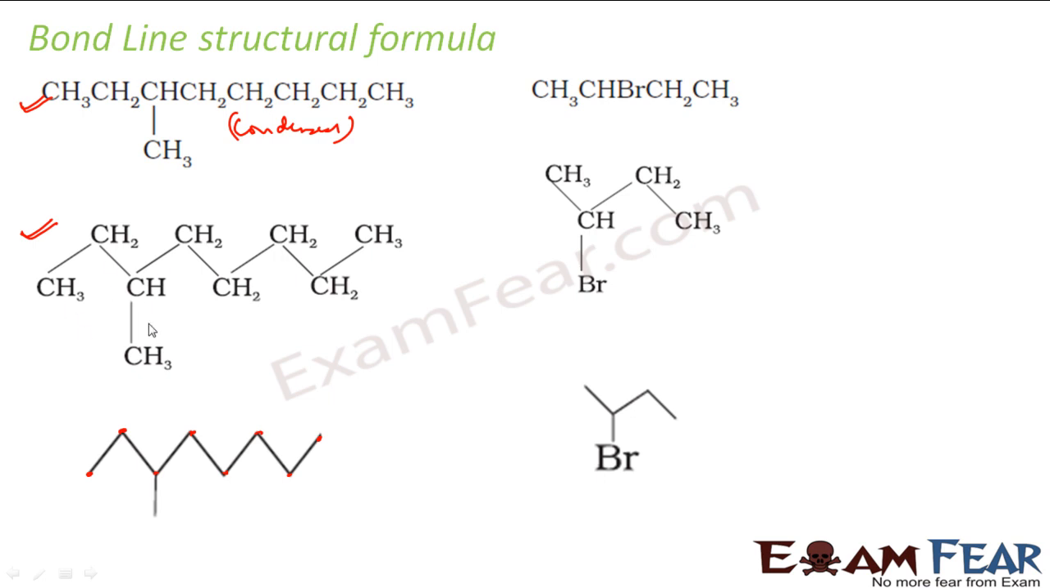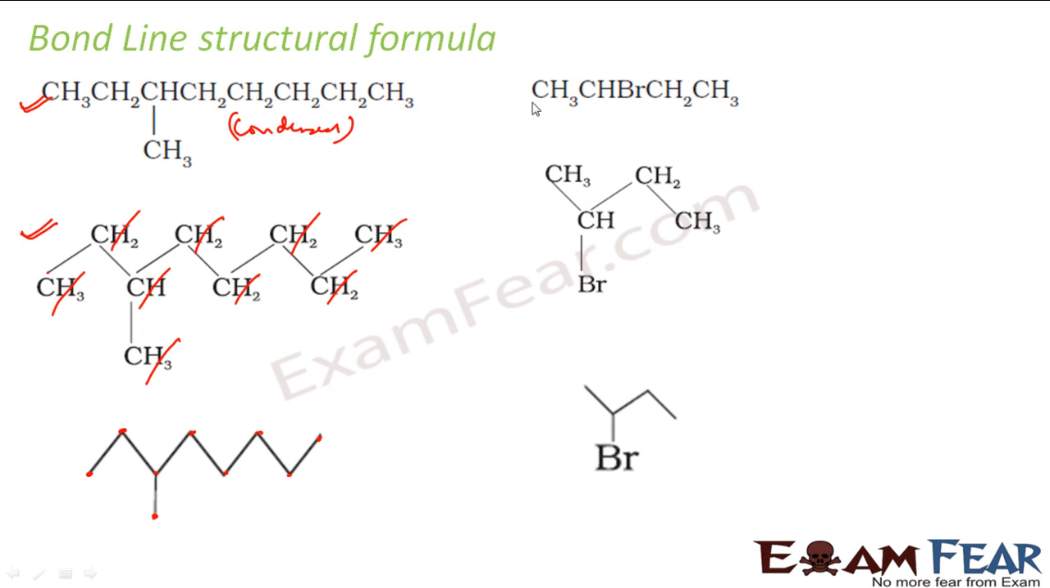So what you do is you remove all the hydrogens and replace carbon with a dot, and you will get this structure. For example, in this case, if you remove all the hydrogens and replace carbon with a dot, you will get this structure. This is also one carbon.